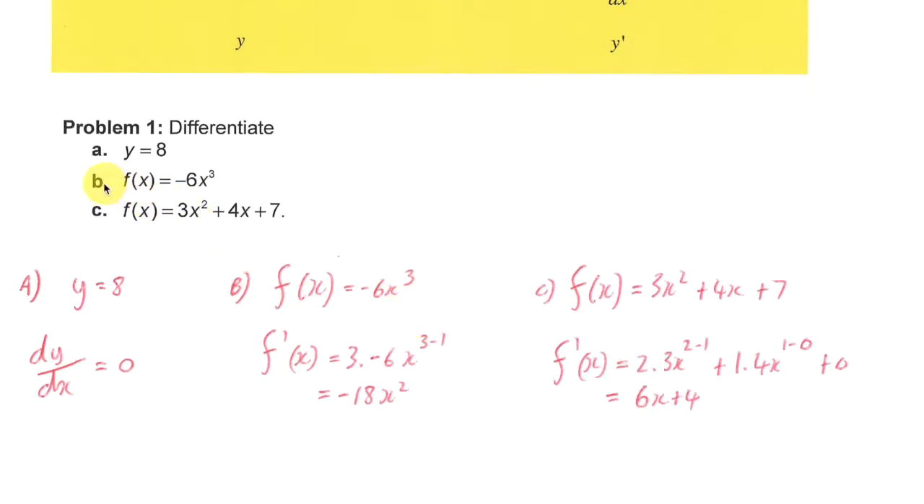So looking at b, f of x equals negative 6 multiplied by x to the power of 3. Then for the derivative, the power comes down. We multiply by the coefficient of x, so negative 6. And then it's x to the power of what we had originally, take away 1. So it ends up being negative 18x squared.